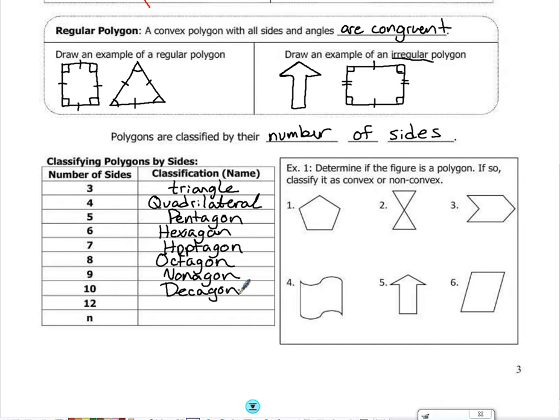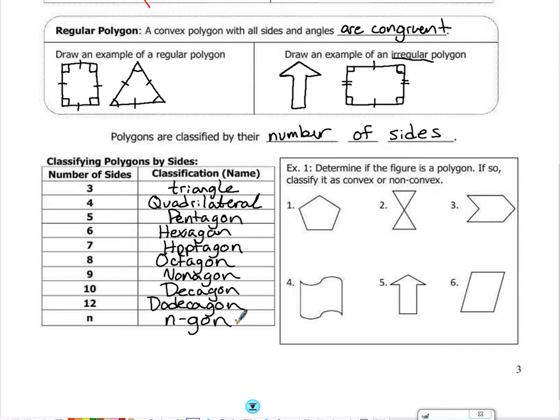12 would be a dodecagon. And then any time that's larger than 12 or 11, we can just use the number of sides, n, and then do dash gon. So 14-gon, 15-gon, 16-gon, 30-gon, really anything.